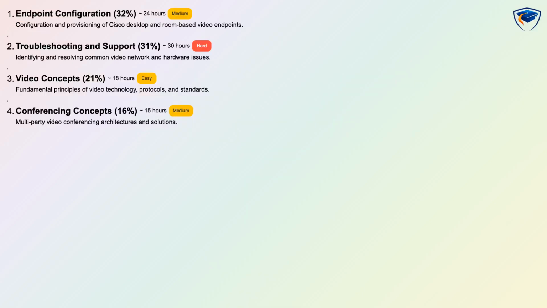The CIVND exam covers 4 domains with exact weights. Endpoint configuration is 32%, troubleshooting and support is 31%, video concepts is 21%, and conferencing concepts is 16%. Each domain lists a focus, difficulty, estimated learning time, and assessment type so you can plan study time effectively. The exam tests both conceptual understanding and hands-on skills, with a strong emphasis on endpoint setup and real-world troubleshooting.